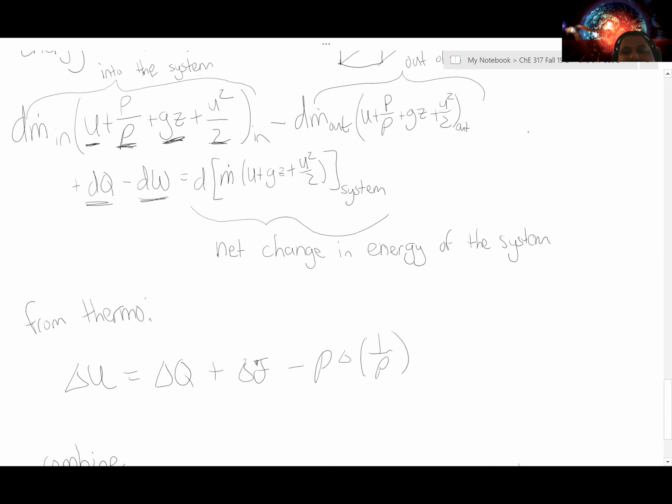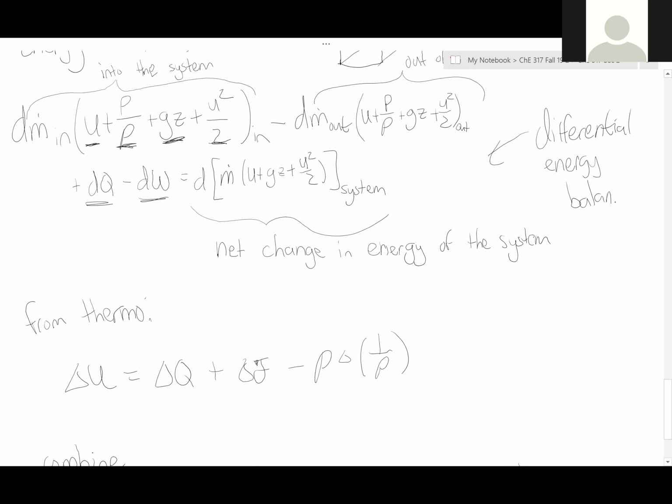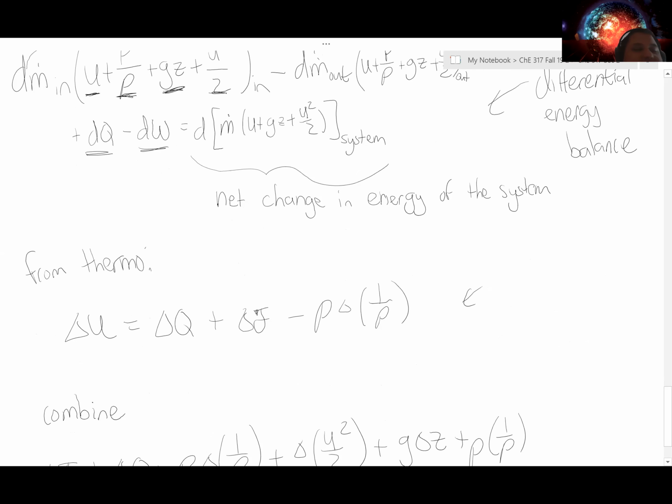So we have our differential energy balance. Can I ask something real quick? Of course. That P delta, is that 1 over rho or 1 over P? It's 1 over rho. Okay. And this is where it gets, like I said, the P's and the rho's are hard to delineate.